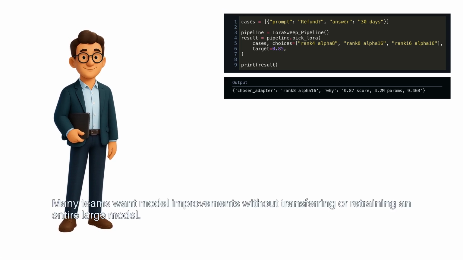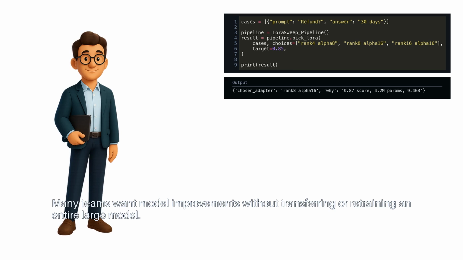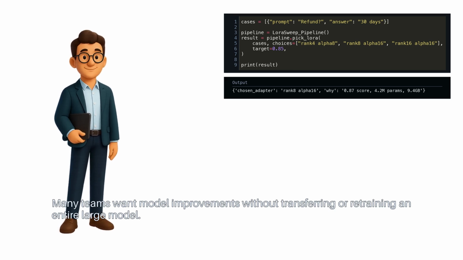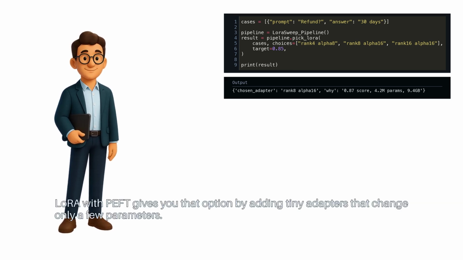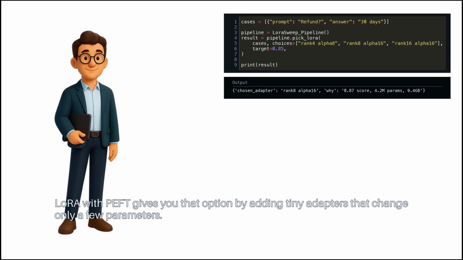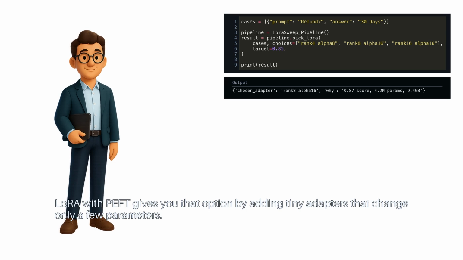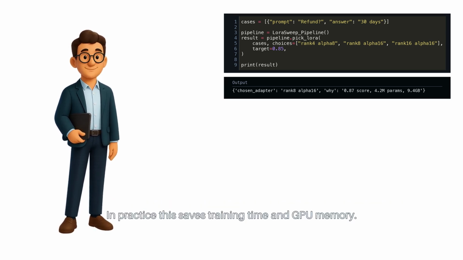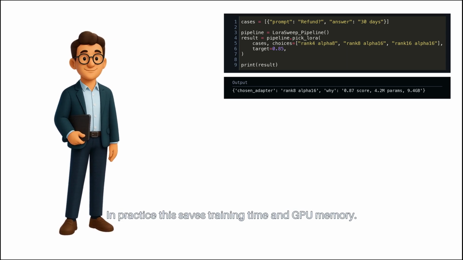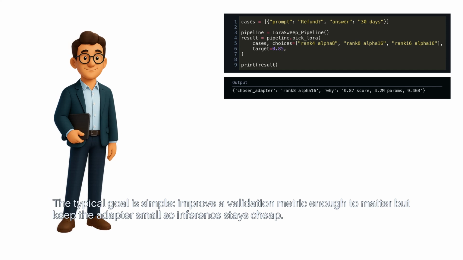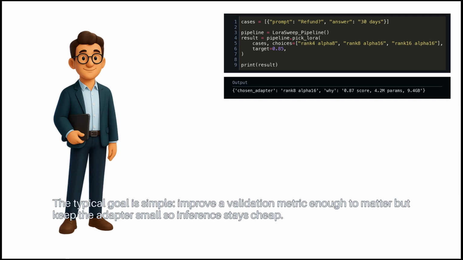Many teams want model improvements without retraining an entire large model. LoRA with PEFT gives you that option by adding tiny adapters that change only a few parameters. In practice, this saves training time and GPU memory. The typical goal is simple. Improve a validation metric enough to matter, but keep the adapter small, so inference stays cheap.